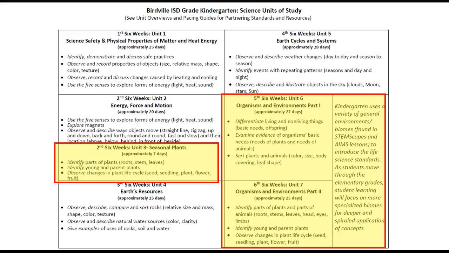So this 6 weeks, we are going to be looking at parts of plants. Specifically, last 6 weeks, we looked at more of the animal components. This 6 weeks will be plants, looking at young and parent plants, and then looking at the plant life cycle.